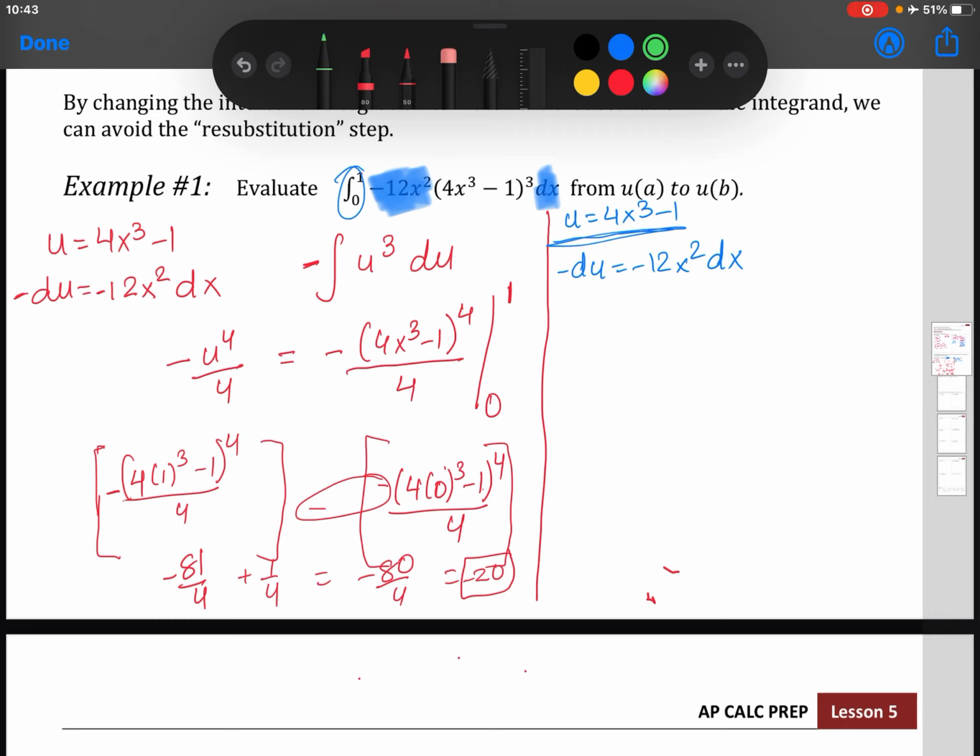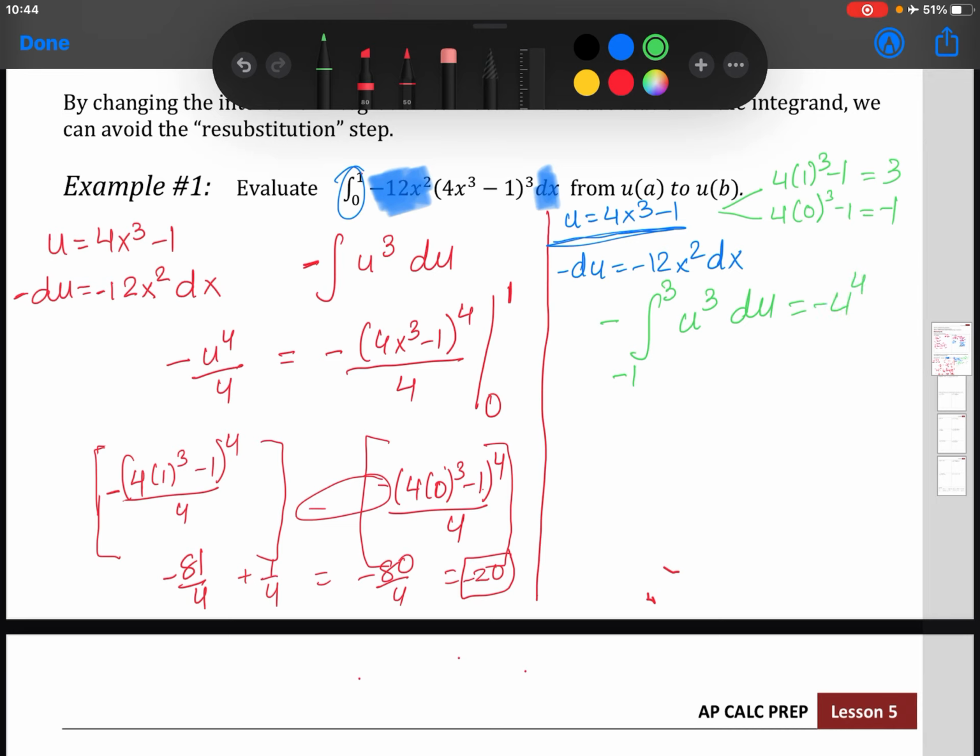So if I substitute, I get what? If I substitute 1, I get 4 times 1 cubed minus 1, which is 3, right? And if I substitute in 0, I get negative 1. So my u bounds, when I set up the integral, I can actually have these bounds from negative 1 to 3. I can put those bounds on u cubed du. You integrate it as you would.